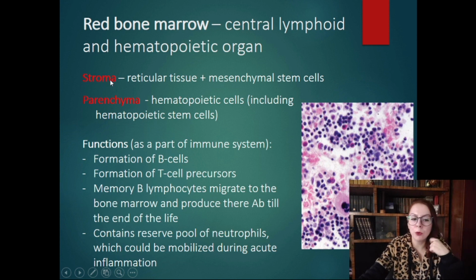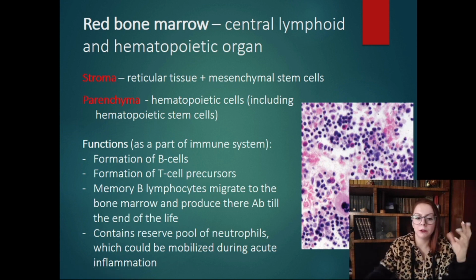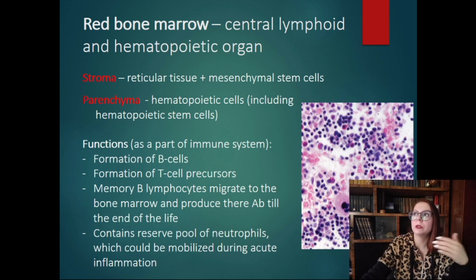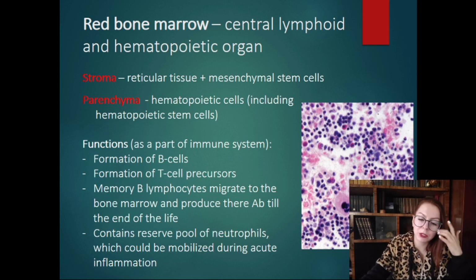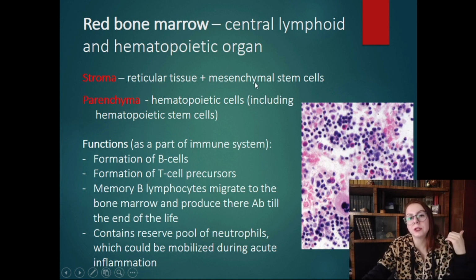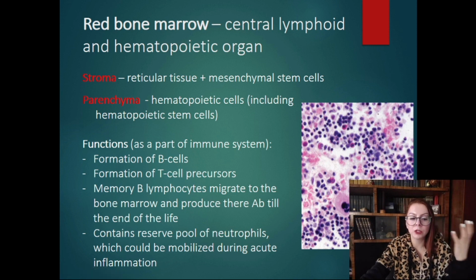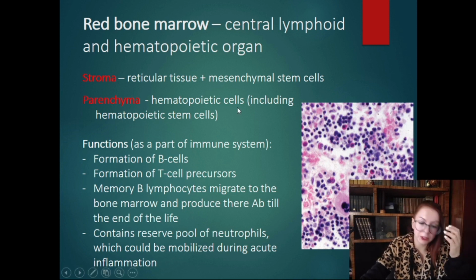Then, what about the stroma of the organ? The three-dimensional scaffold is represented by the reticular tissue and mesenchymal stem cells. Besides, I think mesenchymal stem cells should be mentioned, because red bone marrow is typically associated with the hematopoietic stem cells, but also this is a rich source of mesenchymal stem cells. We have discussed them last time in the topic connective tissue, so if you are interested, then return back. Then the parenchyma of the organ, or the functional elements, are represented by hematopoietic cells, including hematopoietic stem cells, of course.